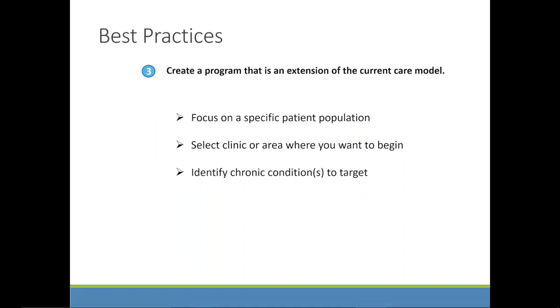So again, when you're thinking about how to use this as an extension of your current care model, what you do then is really focus on the patient population. What's your target goal? Do you want to start out with just maybe monitoring CHF and building a program so that you can grow from that and maybe layer on a second or a third disease condition?